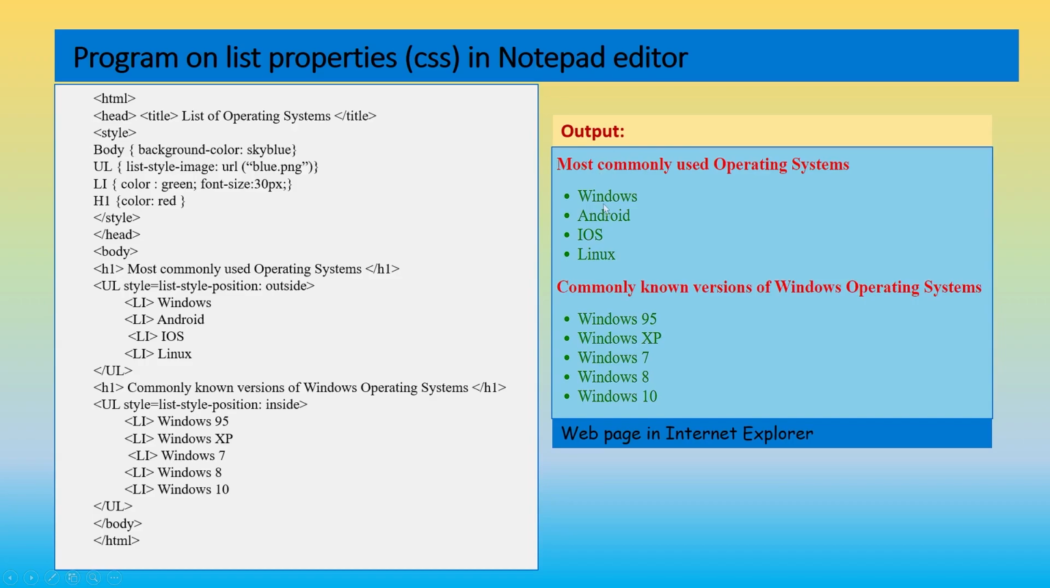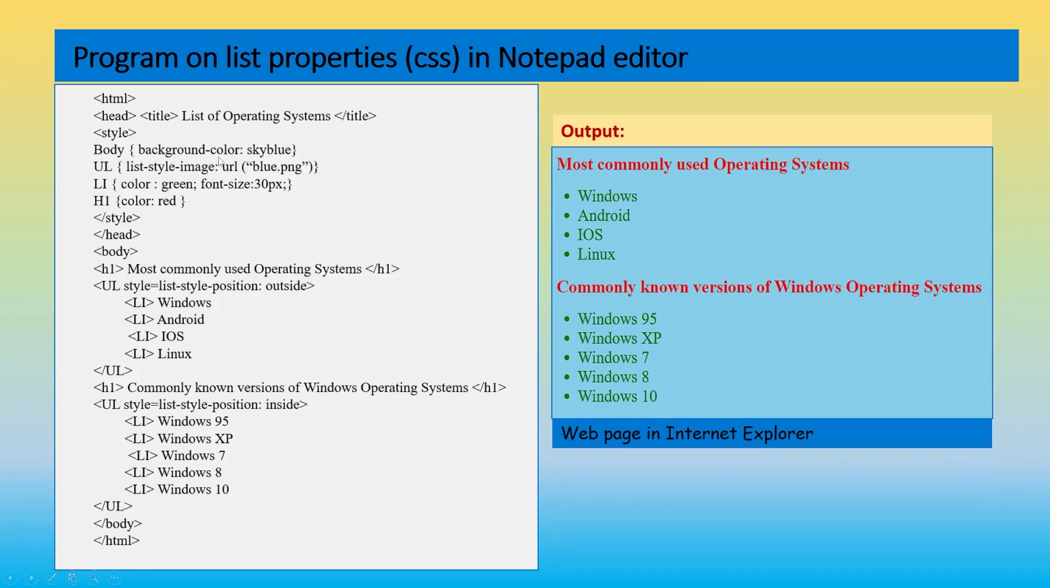We have specified these only. See, if the image that you have given in your unordered list is not there in the system, it will take the default one as it has taken here. So here I have written the most common operating systems and commonly known versions. These are the Windows operating system versions.